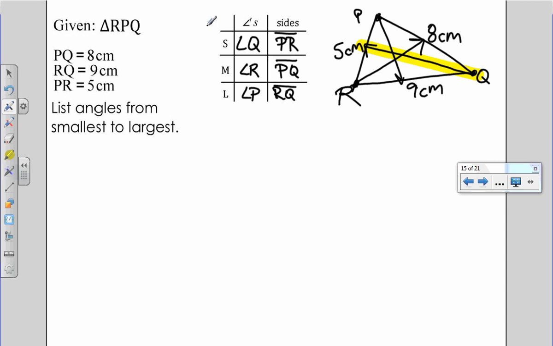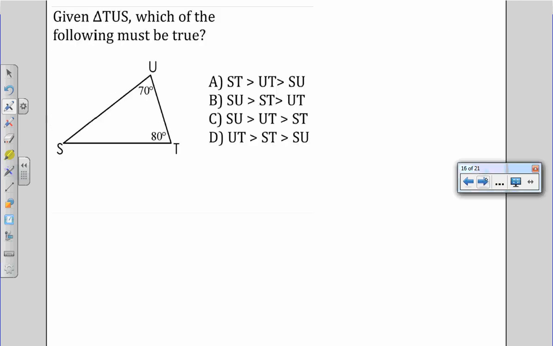List the angles from smallest to largest. Well, angle Q is smaller than angle R is smaller than angle P. You can do this without a picture, but it really just helps to see it, solidify it in your mind.